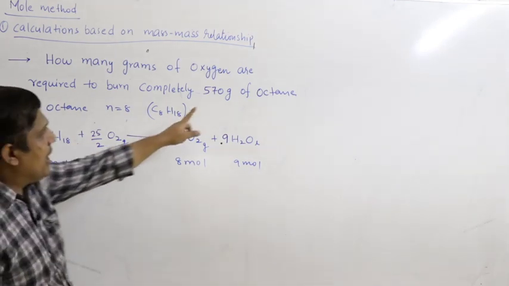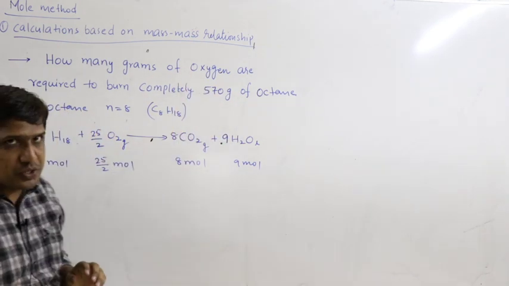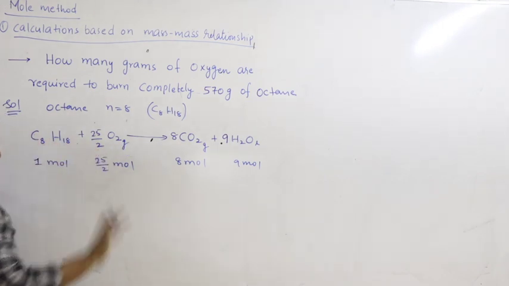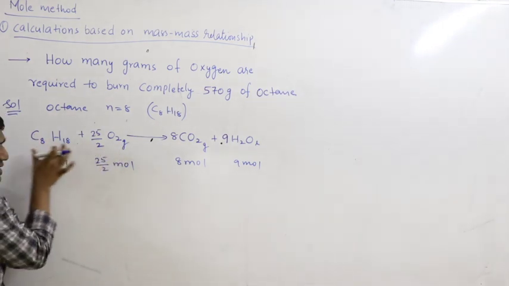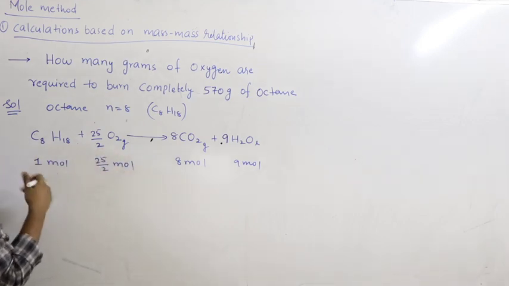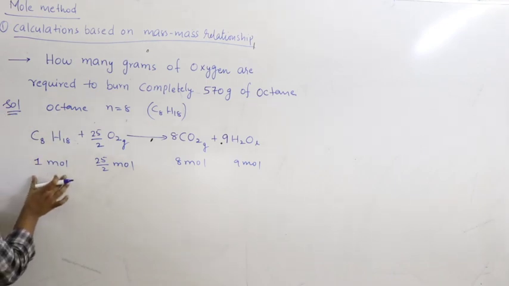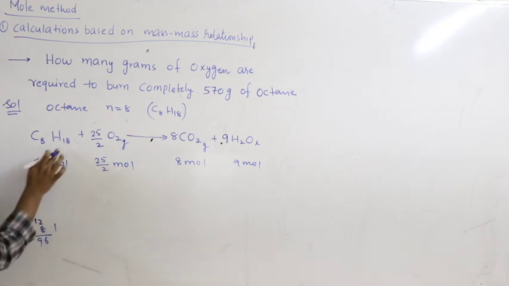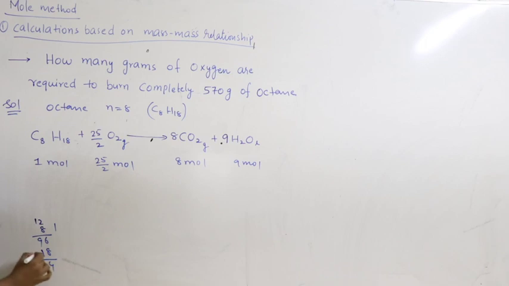Next, see, mass of octane is given, mass of oxygen has to be calculated. So mass of this component is given, mass of this component is to be calculated. So we have to know mass relation. We know mole relation, but we don't know mass. Convert into mass. 1 mole means how many grams? Mass equal to molecular weight. 8 into 12 is 96 plus 18 hydrogens, 114. So you will have 114 grams of octane.